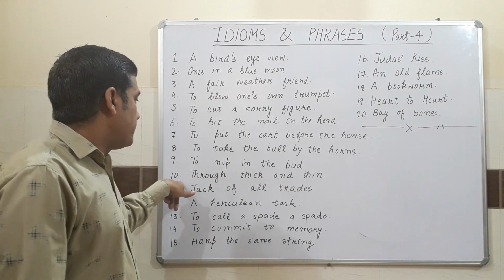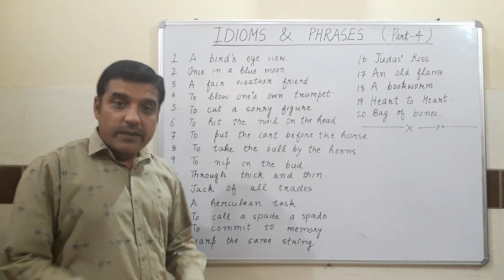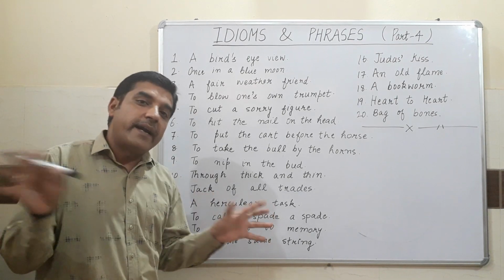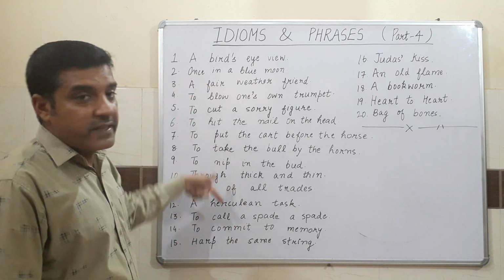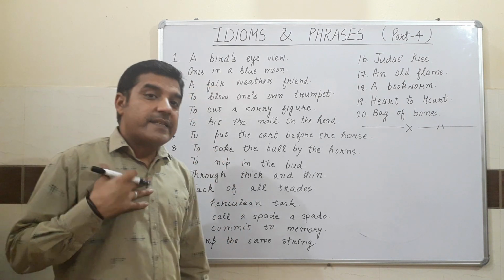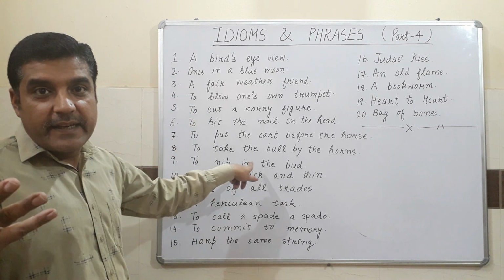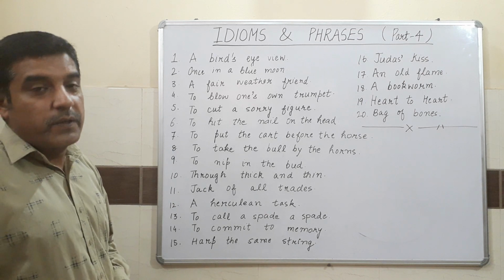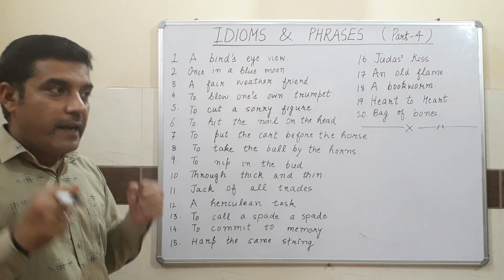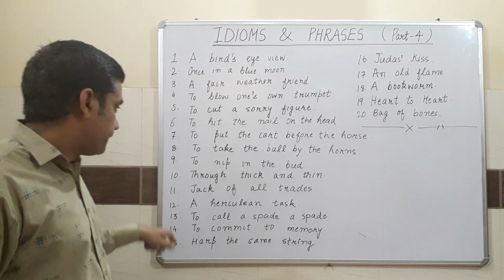Then 10th we have through thick and thin. Through thick and thin is during all times, good and bad. This is just opposite of fair-weather friend. If I say I'll stand by you Anjali, I'll stand by you Anjali through thick and thin, it means I'll stand by you during all times, good and bad. I'll help you, I'll support you, I'll be with you through thick and thin.